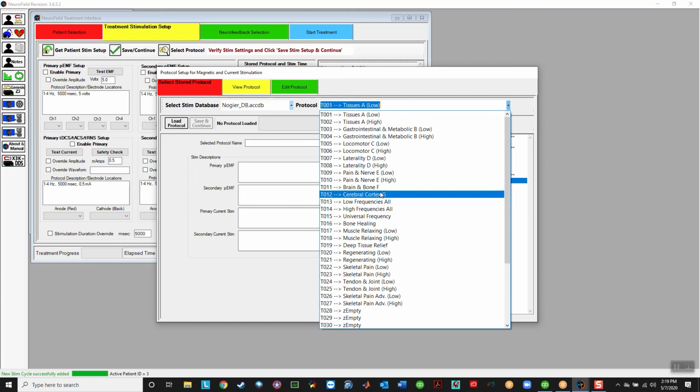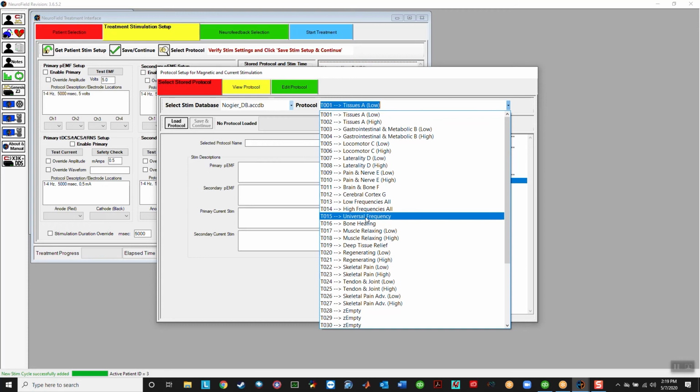You're going to see low and high frequencies for all. These are a combination of all the previous protocols put together in single protocols. So these are all the lows, and these are all the highs here. Nogier had a universal frequency that he felt was good for everything.